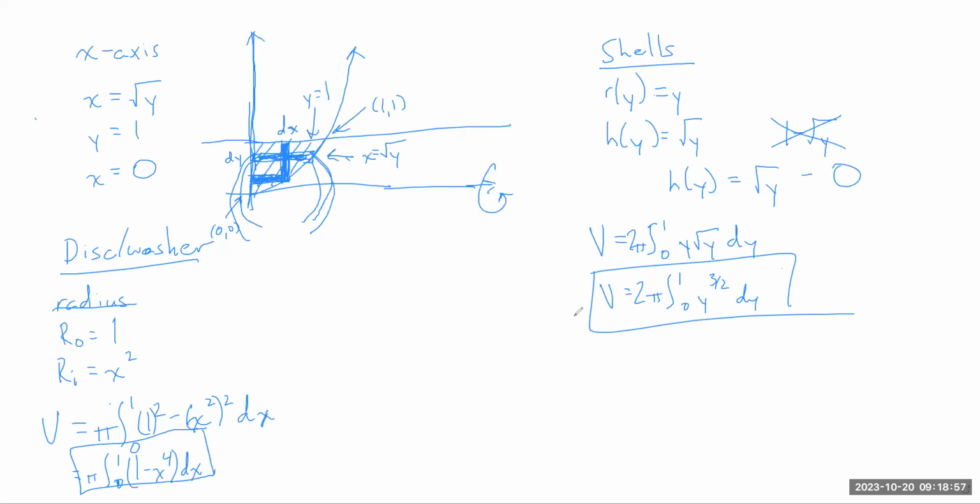Before we go on, let's make sure we did everything right. I think this one's going to come out to be x minus 1/5 x to the 5th, from 1 to 0. I believe that comes out to be 1 minus 1/5, so 4 over 5. 4 over 5 pi. What about this one? 2/5 y to the 5 halves times 2 pi. Yeah, that's also 4/5 pi, right?